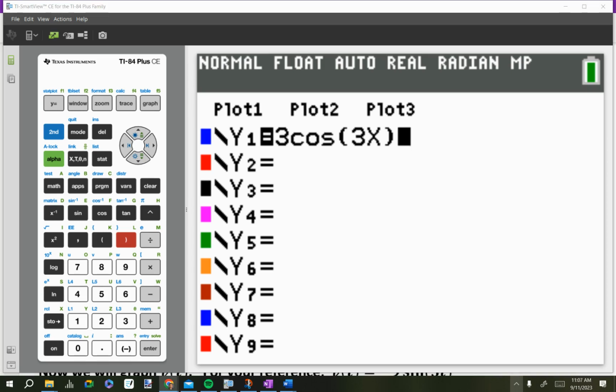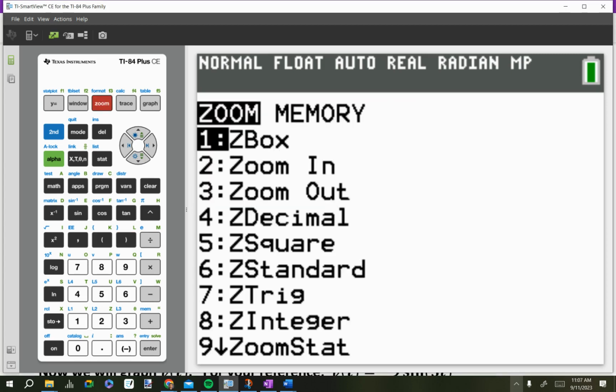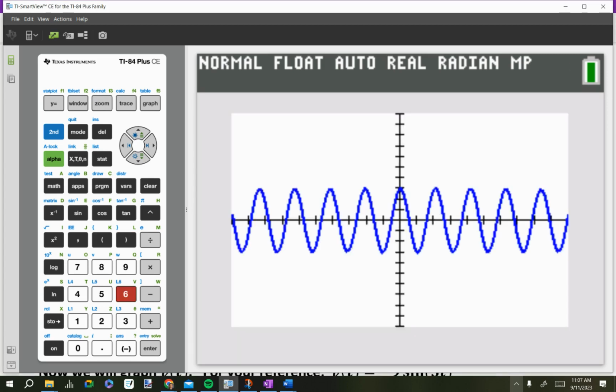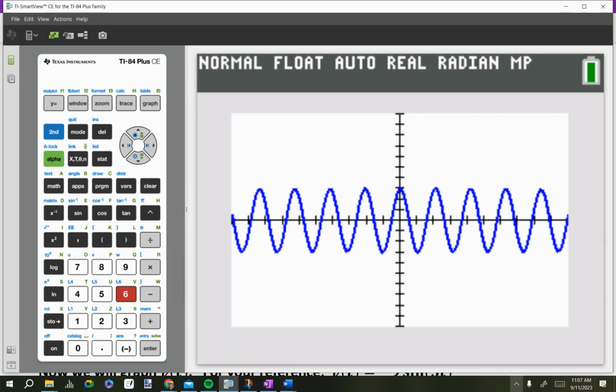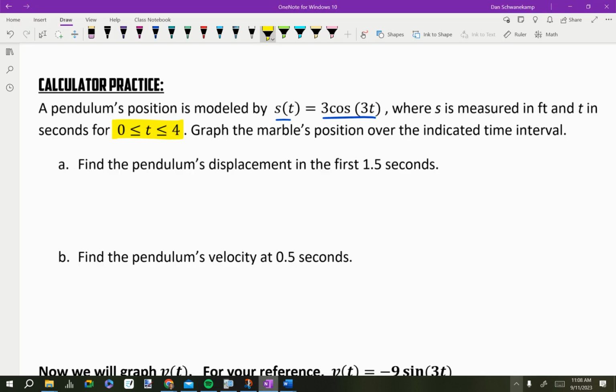Once we've typed it in, we want to look at the picture. So I'm going to go zoom 6. Zoom 6 gets us back to that standard zoom right here. I get that picture right there. It's a pendulum. Everybody know what a pendulum is? It's when you take it and it swings back and forth and back and forth. It would make sense that a cosine graph does a good job representing that because it's going to keep oscillating back and forth. In particular, that's too much because it said specifically we only care about 0 to 4.